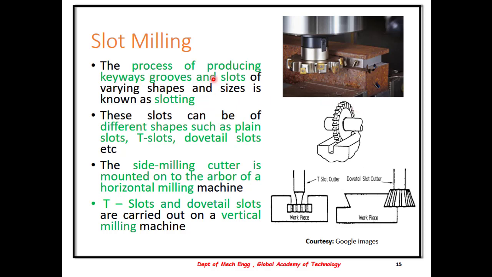Slot milling is basically a process of producing grooves or keyways and slots of varying sizes and shapes. These slots could be of different types, that is a T-slot, a dovetail slot and any other slots. The side milling cutter is mounted onto the spindle of a horizontal milling machine. Usually the T-slots and dovetail slots are produced on a vertical milling machine.